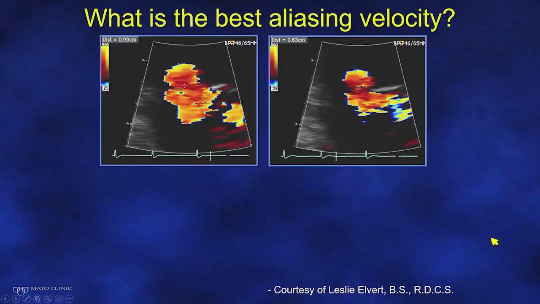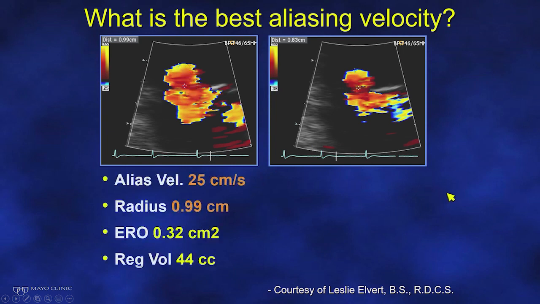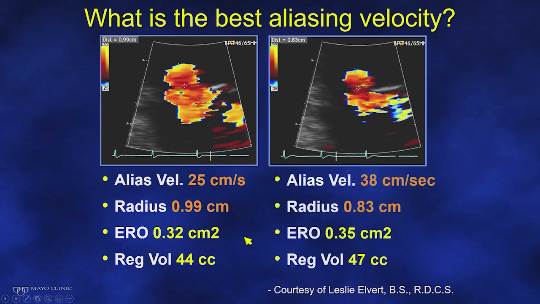Now, it doesn't matter if you have good quality data, though. You can take your different aliasing velocities, as shown here, and you'll have different size hemispheres and different R values. In this case, we had a radius of 0.99 at an aliasing velocity of 25, and these were the values that we got. But look, even if we use a different aliasing velocity of 38 centimeters per second, now we'll get a smaller radius, but the ERO and the regurgitant volume are very similar.